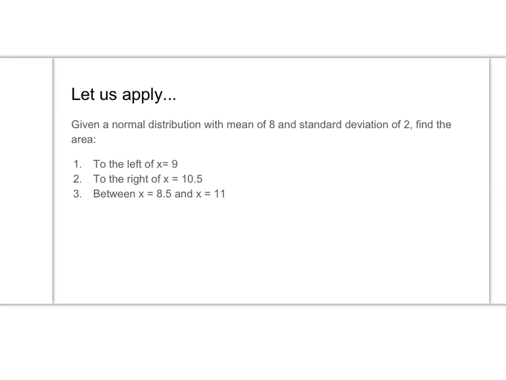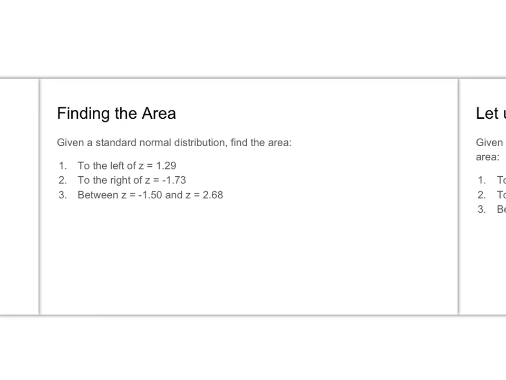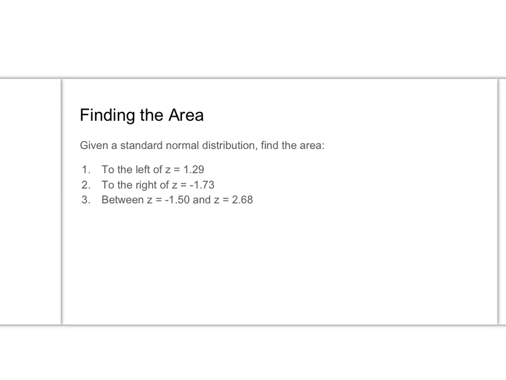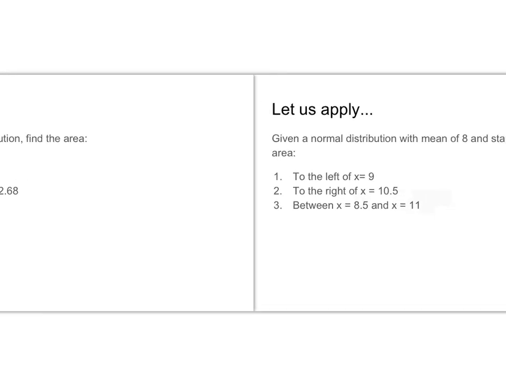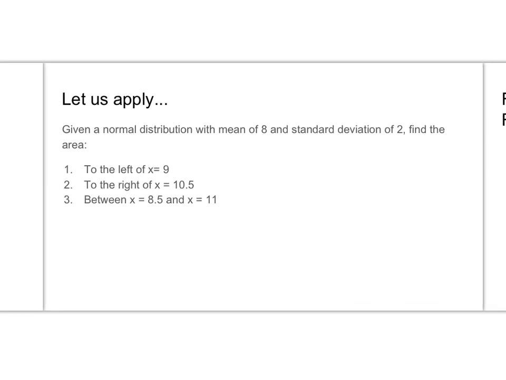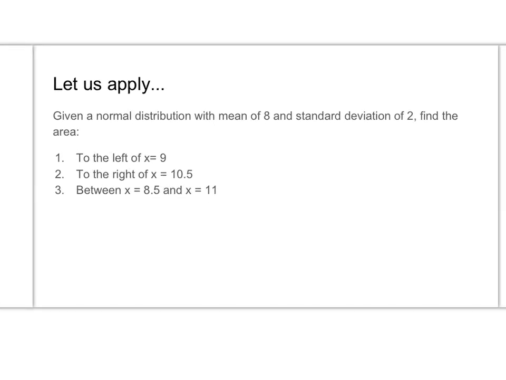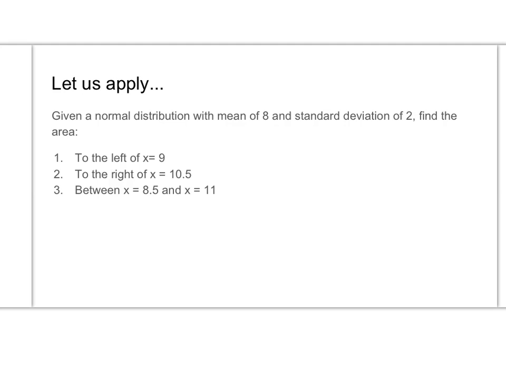If you remember the first example, we answered a problem in which the values given are the z-scores. In this new problem, the values are given in terms of x. So how is this different from the problem that we solved in the other video?